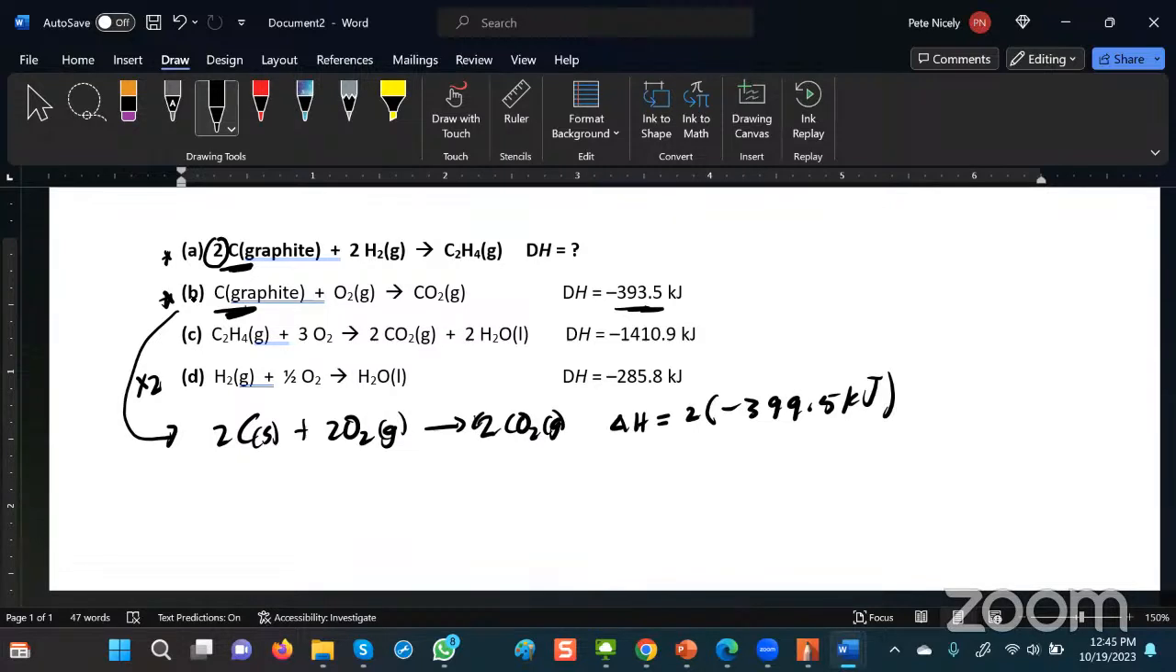So now we're going to look at comparing equation C to equation A. And what do we notice? In that case, we have C2H4 here on the left, but in this equation, it's on the right. So what I'm going to do to this equation is switch it. In other words, I'm going to make the reactants the products and the products the reactants. But if I do that, that means the sign is going to change from negative to positive. So I'm just going to write switch here.